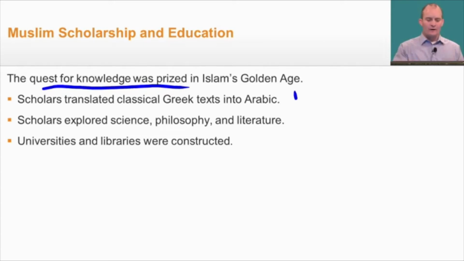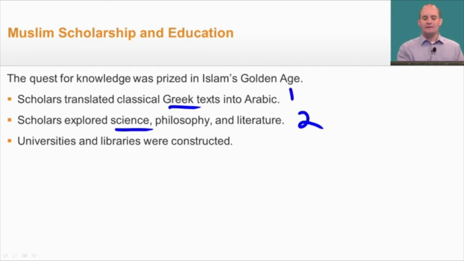To begin with, one is that scholars translated classical Greek texts into Arabic. You'll see there is a great deal of influence from these Greek texts into Islam's golden age. So that was one. Second is that many scholars explored science, philosophy, and literature. And the third thing is that universities and libraries were constructed.